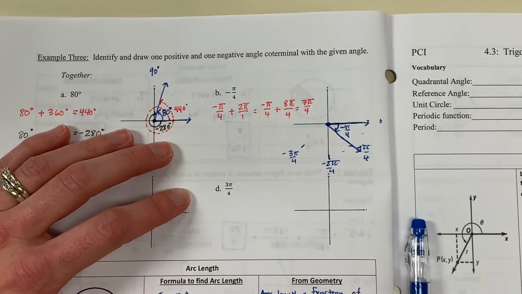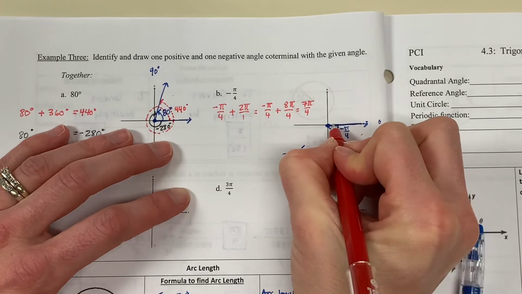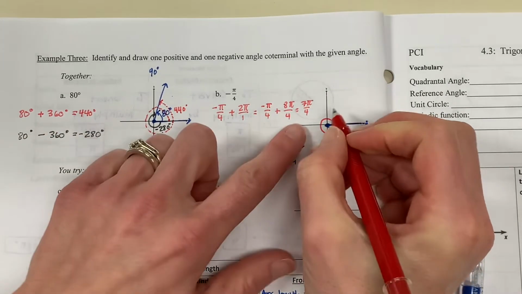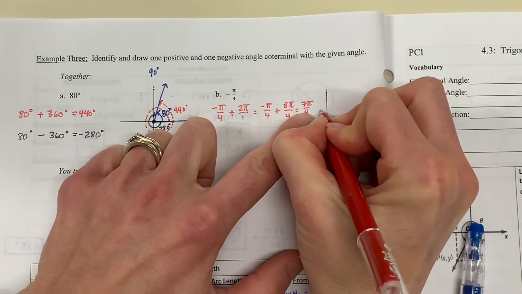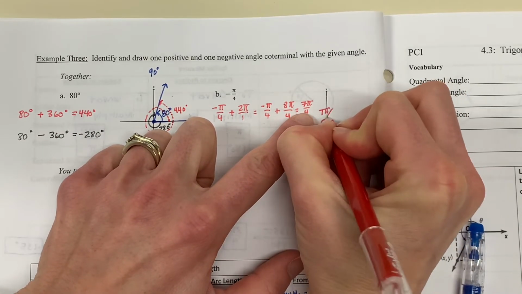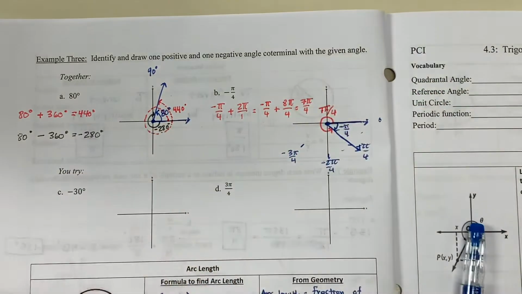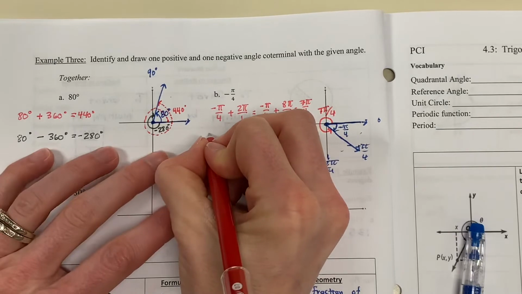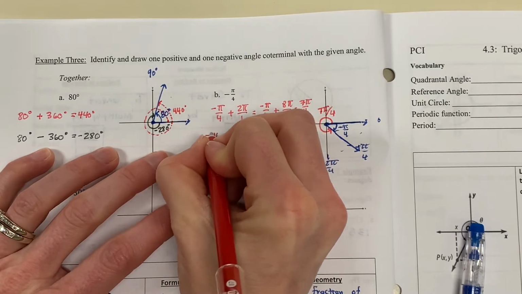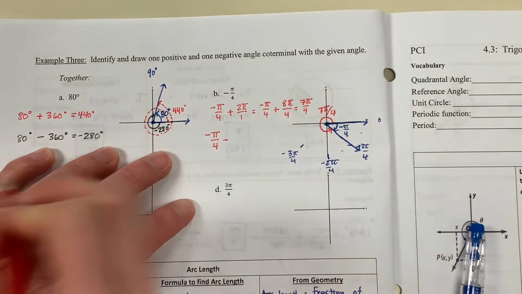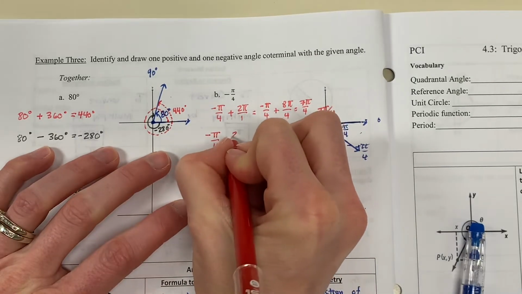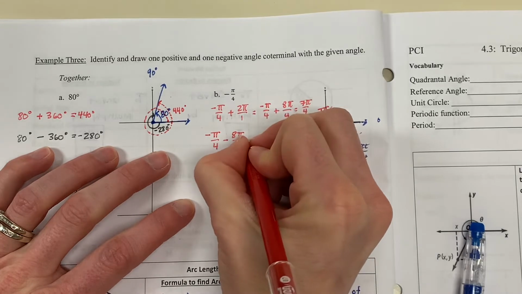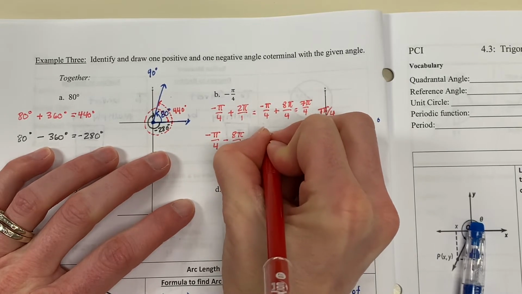Okay, now this is positive. So from my initial side, I'm going to go counterclockwise to the terminal side. And this is my angle 7 pi over 4. Now, to find a negative coterminal angle, I subtract 2 pi. So I take negative pi over 4 minus 2 pi, but I know 2 pi is 8 pi over 4. So negative pi over 4 minus 8 pi over 4 is negative 9 pi over 4.